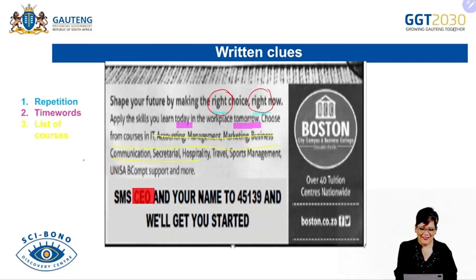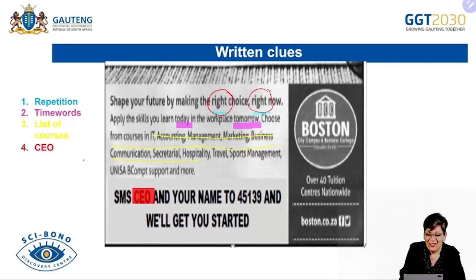Right. Now look how clever these guys are. SMS CEO. Do you know what a CEO is? Yes, of course. It's an abbreviation. And that means chief executive officer. They're very clever. They're really saying to you, you wonder if you're going to be the CEO of a company. So why don't you just start now and SMS to us, CEO? It's as clever as that.